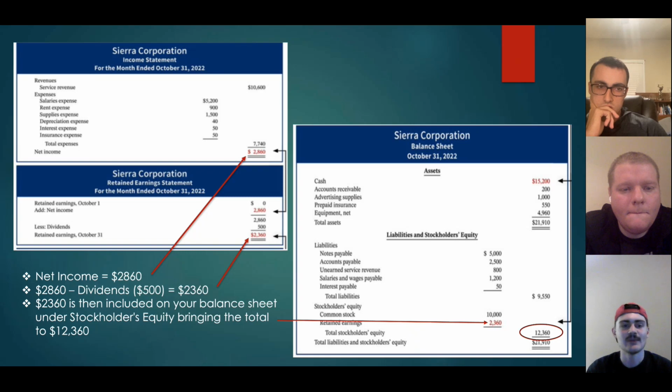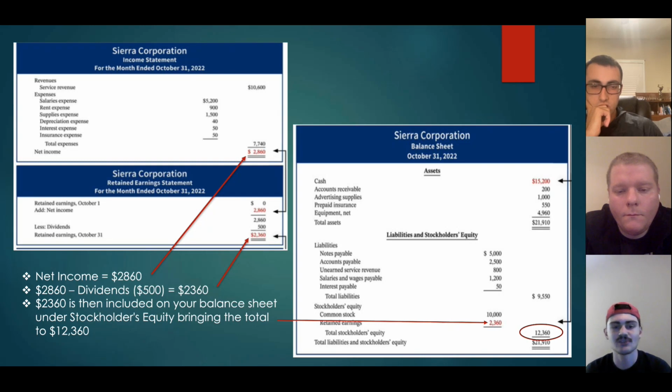And this is an example of all three for the order of the income statement, the retained earnings statement, and then the balance sheet. You can see the net income on the first one, it's $28.60. And then for the retained earnings statement, you take the net income and you subtract the dividends, which is $500, and that'll equal your retained earnings of $2,360. And then that $2,360 from the retained earnings statement is included on the balance sheet under stockholders' equity, which brings the total up to $12,360.